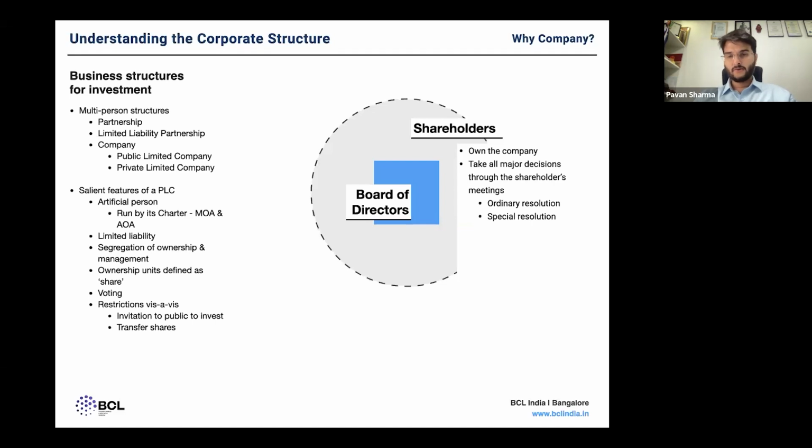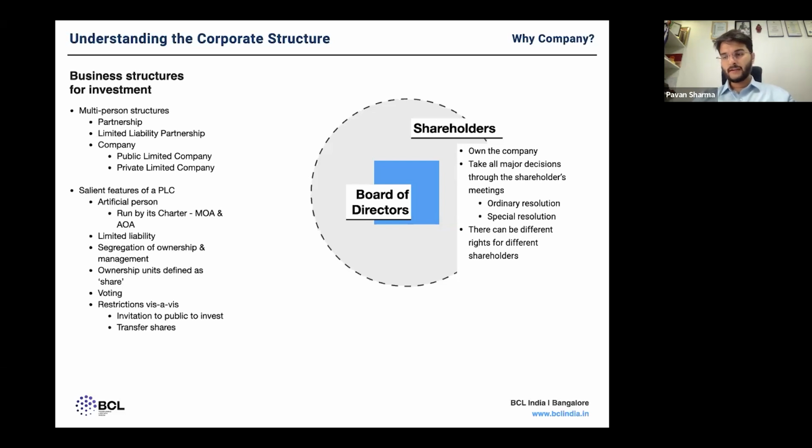It's called the ordinary resolution, where you need 50% approval to pass an ordinary resolution, or you have a special resolution. For a special resolution, you need the approval of at least 75% of the people present in a shareholders meeting. We have different kinds of rights for different kinds of shareholders. You can issue shares with differential voting rights, differential dividend rights.